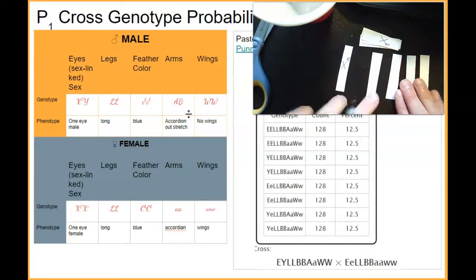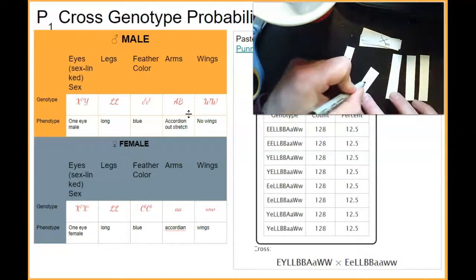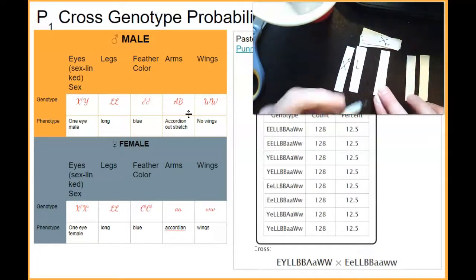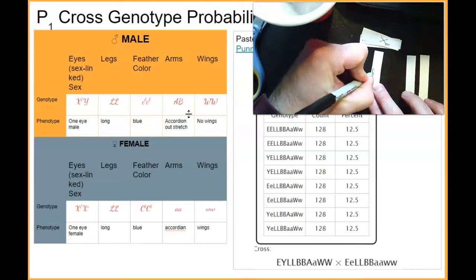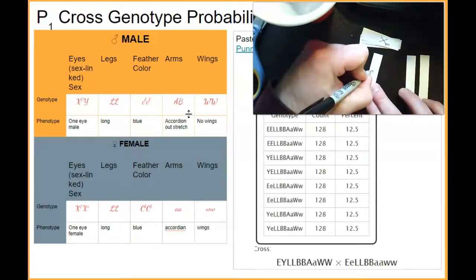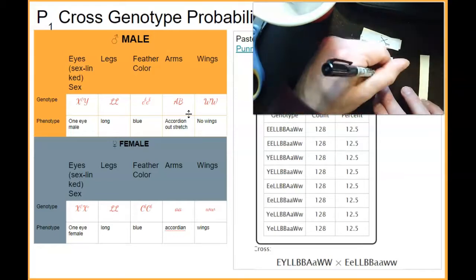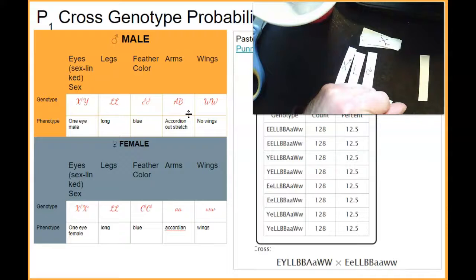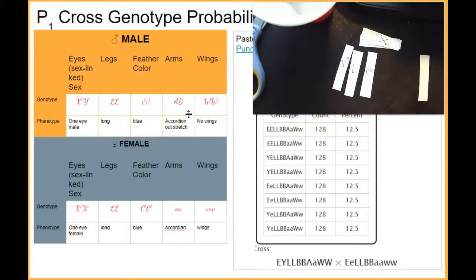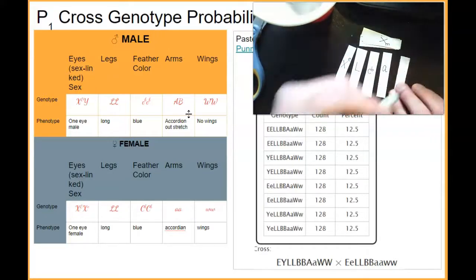Female, all right. She, just like her mate, has 2 big L's. And then we've got feather color is also blue, C with a superscript B, C with a superscript B. Mom has accordion arms only, little a, oops, I made a mistake, little a on one side, little a on the other. Gotta be careful, that happens sometimes. Just gotta fix your mistakes.